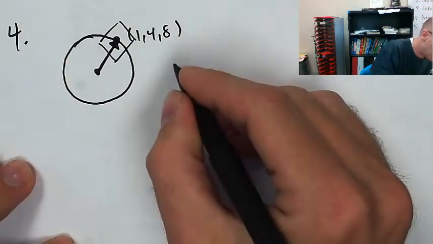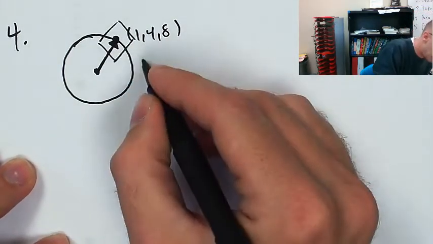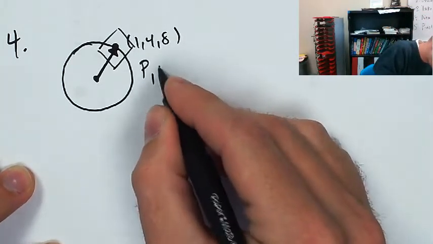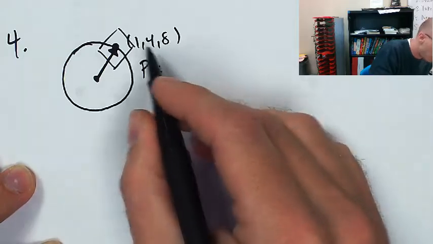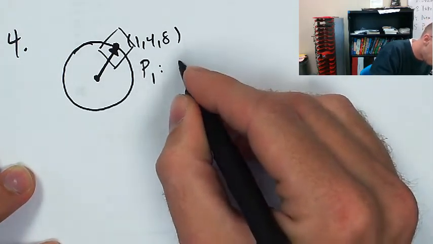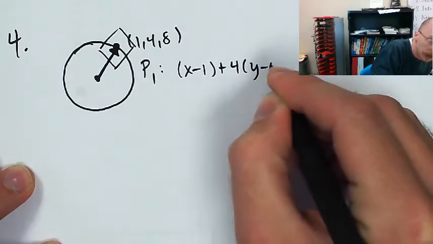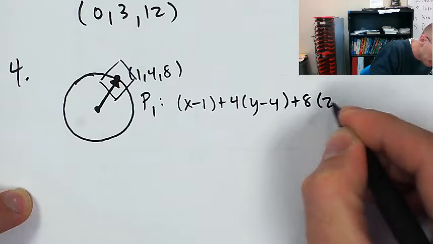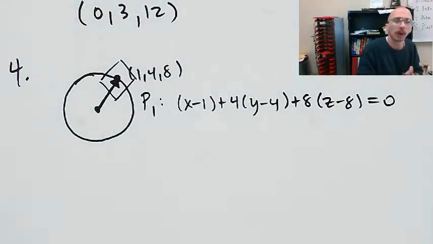Yeah, so if my point is (1, 4, 8) and my normal vector is (1, 4, 8), then this plane, P1, is given by, okay, the first normal vector coordinate is 1, so it's 1 times (x minus 1) plus 4 times (y minus 4) plus 8 times (z minus 8) equals 0. It's point-normal form. And so I've got that.